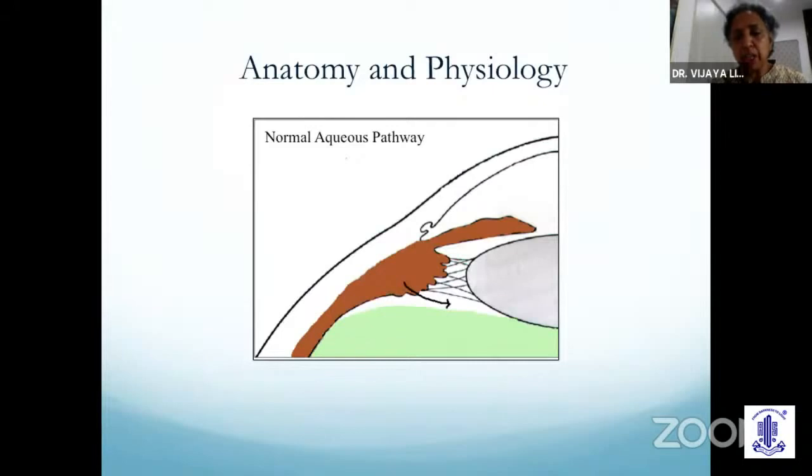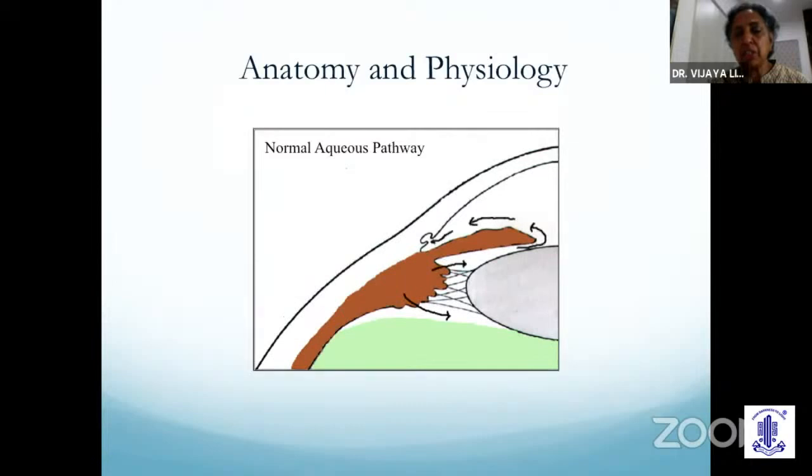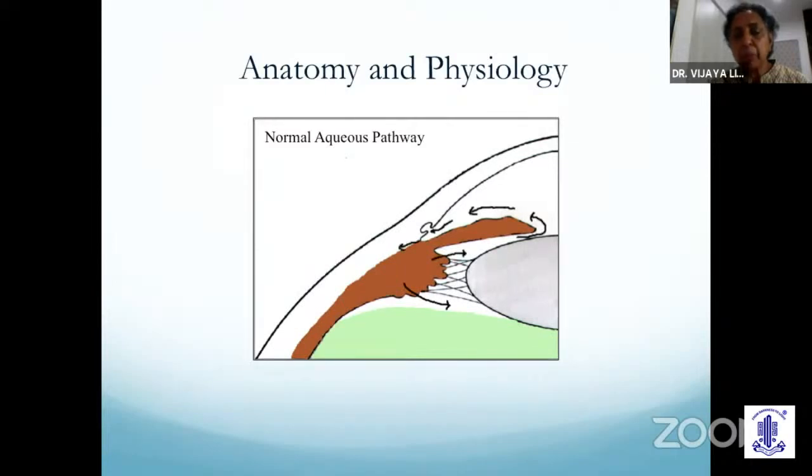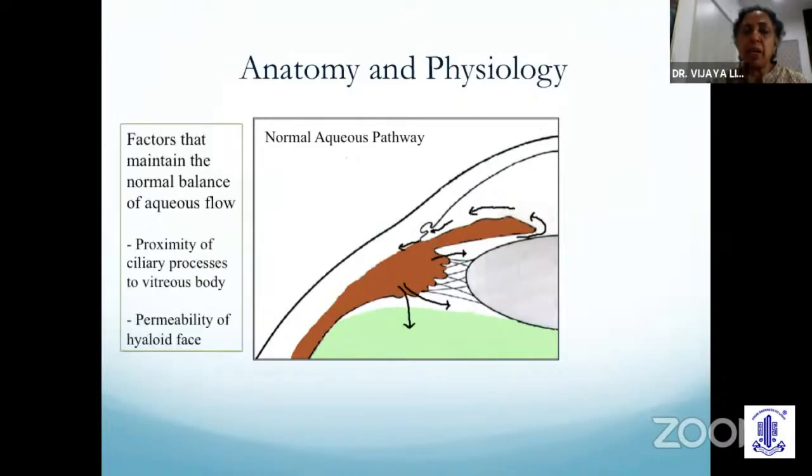Usually when the aqueous is produced from the ciliary processes, it goes in the conventional route. Other than that, part of the aqueous also goes posteriorly to the vitreous cavity. So there is always a balance between the normal flow of the aqueous in this way. And what is this balance maintained by? This is maintained by proximity of the ciliary process to the vitreous body and the permeability of the hyaloid phase. These two will get compromised whenever there is aqueous misdirection.